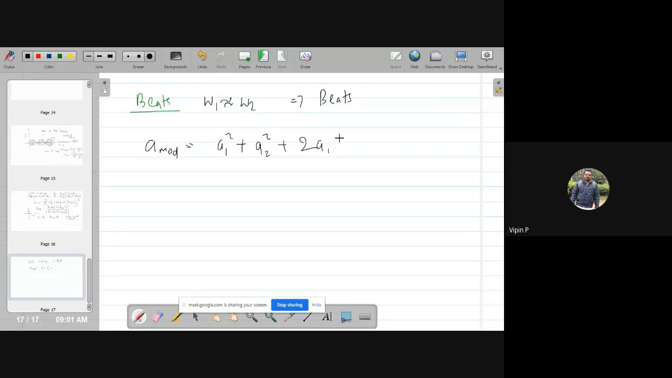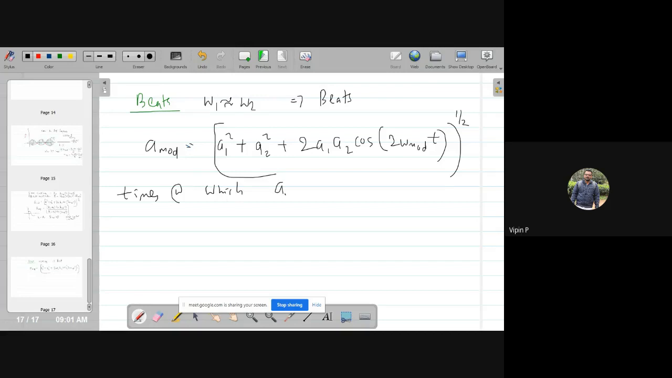So you have 2A1A2 cos 2 omega mod t whole raised to 1 by 2. This is the expression for the modulated amplitude. Now, what I want to tell you is, let's see the times at which A mod is maximum.